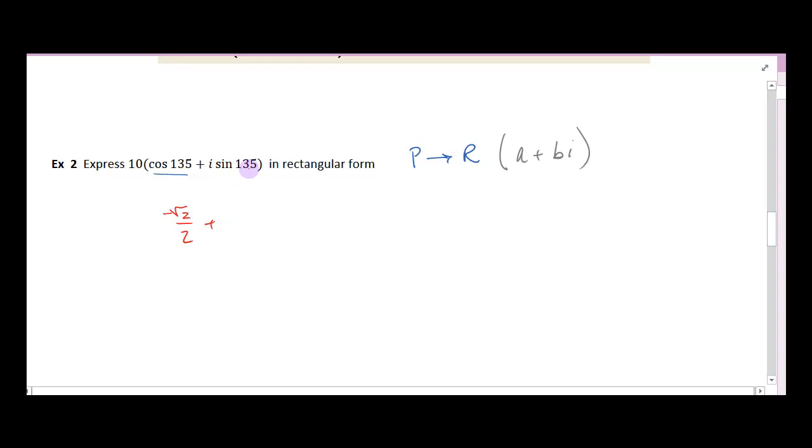And the sine of 135, which would be the same thing, is i times the positive square root of 2 over 2. And then we're going to just multiply that by the number 10. So we distribute 10 in here. You can see that this is going to be negative 5 square roots of 2 for the first term, plus 5 square roots of 2i for the second term. And that's all the question is asking. Take it out of its polar form and rewrite it in its rectangular form, which has its real and imaginary parts there.